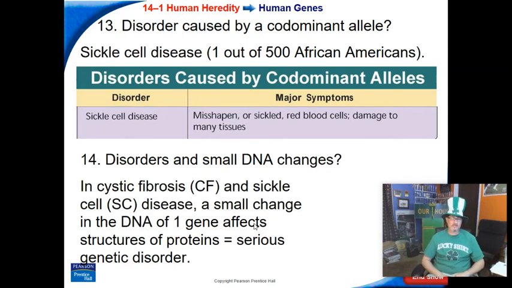Disorders and small DNA changes. So remember, small changes in the DNA, a change in the letter code or the nucleotide sequence, are referred to as mutations. So in cystic fibrosis, which we're going to call CF, and sickle cell, SC, a small change in the DNA of one gene affects the structures of proteins, which leads to the serious disorder. So one gene, a couple of changes in the DNA, just one gene leads to serious problems. Because remember, genes code for proteins. And if that protein has an important function, then it can lead to some serious problems.